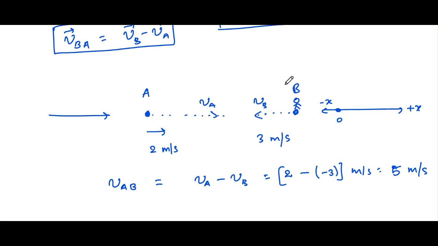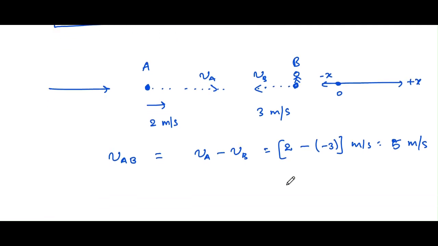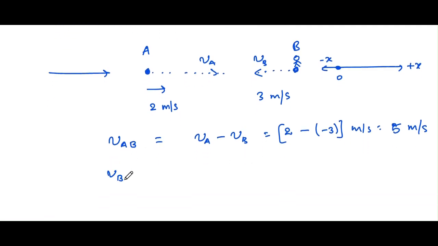It means the observer sitting on body B will observe the velocity of body A is 5 meter per second along positive x direction. And the same thing we can observe for body B while there is an observer sitting on body A, and this will be VB minus VA, that is minus 3 minus 2 meter per second, so we will have minus 5 meter per second. That is, an observer observing the motion of body B will see that this body B is moving with a velocity of 5 meter per second, but along negative x direction.